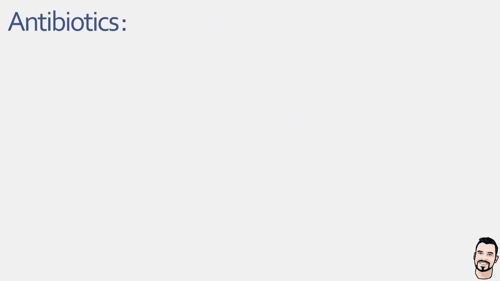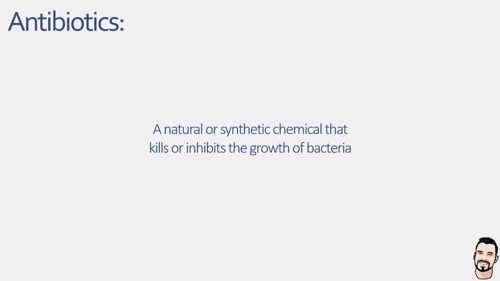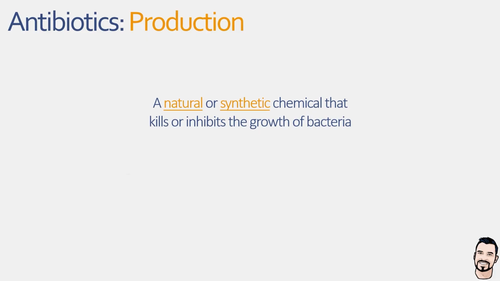Now, at this point, we're going to have a more in-depth look at some terminology that surrounds antibiotics, which, if we remember, is a natural or synthetic chemical that kills or inhibits the growth of bacteria. And so our antibiotics can be classified based on how they are produced, meaning they can be natural or synthetic.